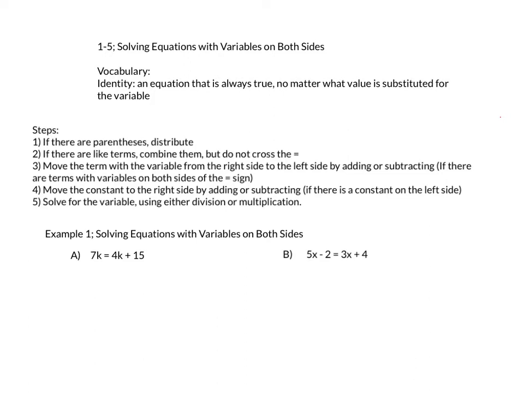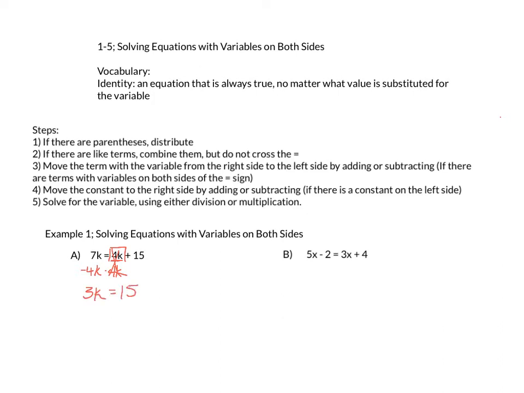So we're going to look at A first on example 1. There are no parentheses, so we skip. There are no like terms that we can combine, because if we combine 7k and 4k, we cross the equal sign and we can't do that. Move the term with the variable from the right side to the left side. This has a variable on the right side, so we're going to move this term from the right side to the left side. That's positive 4k, and to undo positive 4k, we have to subtract. So we subtract 4k from both sides. These cancel because they're opposites. 7k minus 4k is 3k, and that equals 15.